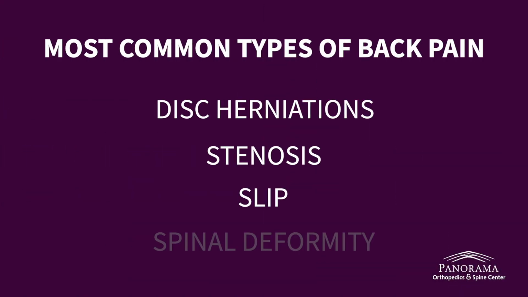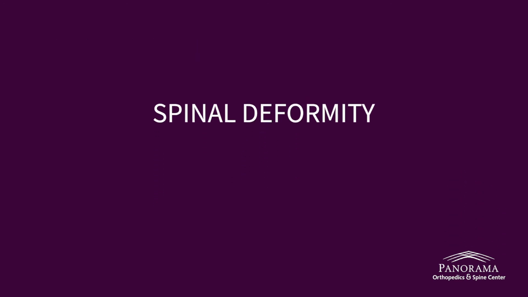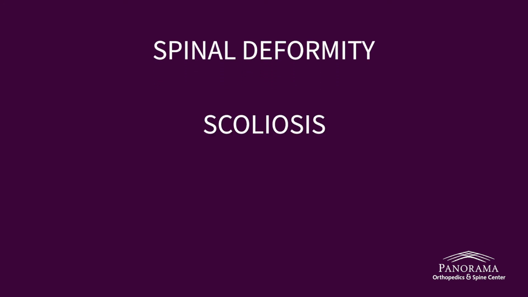The fourth most common thing that I see in the clinic is what we call spinal deformity. The two main deformities that we deal with are one, scoliosis, and two, kyphosis. So scoliosis most people have heard of. It's where the spine is curved in the frontal plane, or when you look at the patient from the front. Kyphosis is when you look from the side, and that deformity is more commonly called a hunchback deformity.